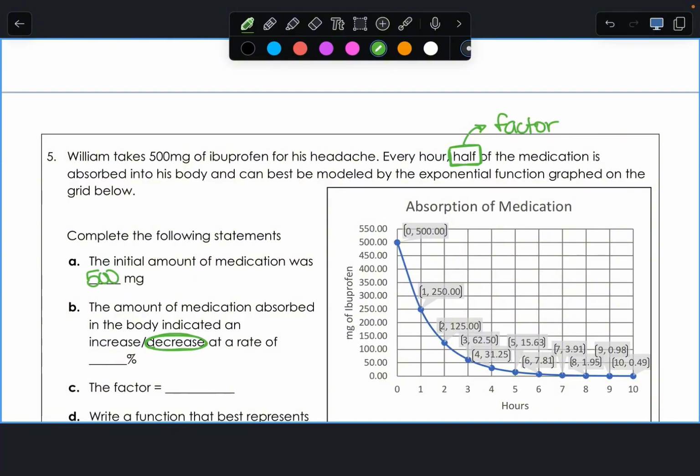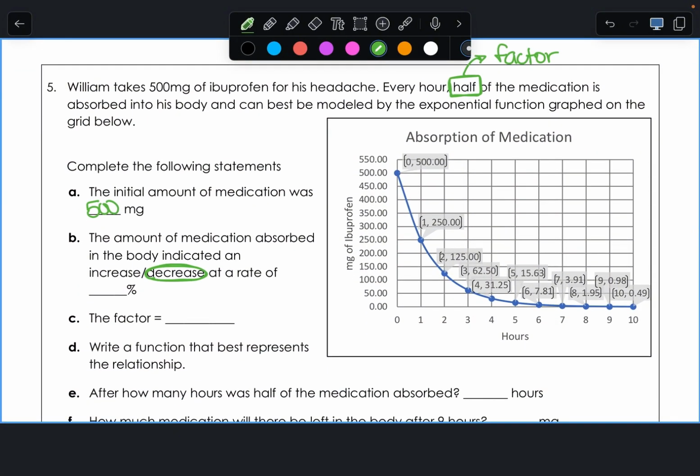Whoa, no, think about that. Okay, so 50%. Use your formula. 1 plus my 50% is 1.5, which is equal to the factor. So 1 plus the 0.5 is? 1.5.